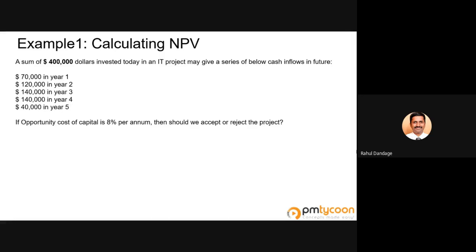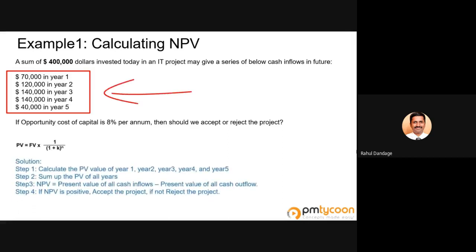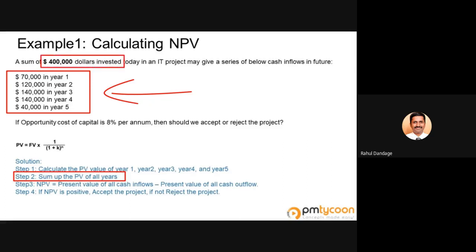So in this question, $400,000 is the investment that we are making. That means we're spending the money out, which means this is a cash outflow. And the cash inflows are 70,000, 120,000, 140,000, 140,000, 40,000 for year 1, 2, 3, 4, 5 respectively. So first we need to calculate the present value of all these years, and then we need to sum these present values. And whatever the value we get, we need to remove the $400,000, which is a cash outflow, for us to get the net present value.